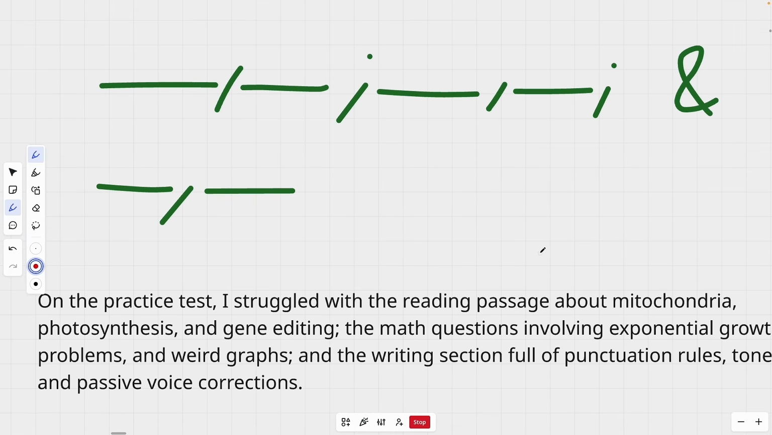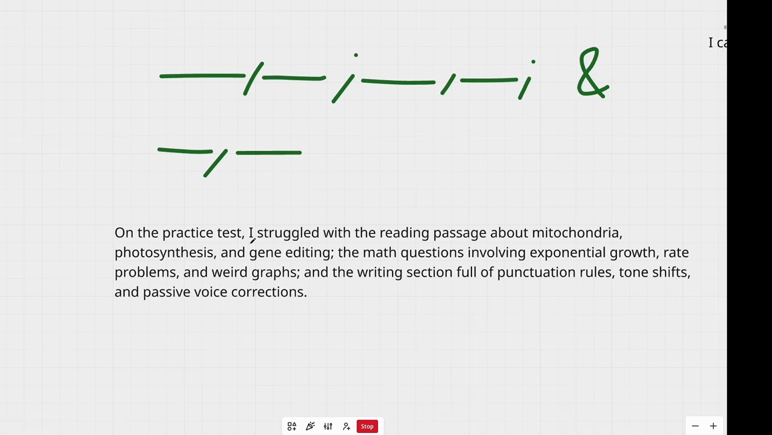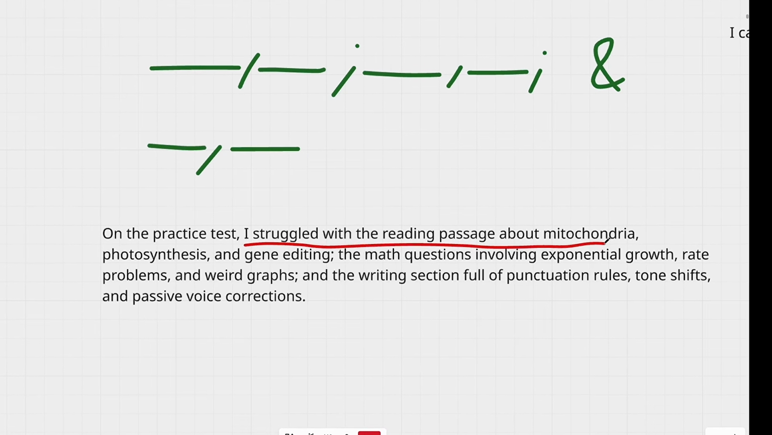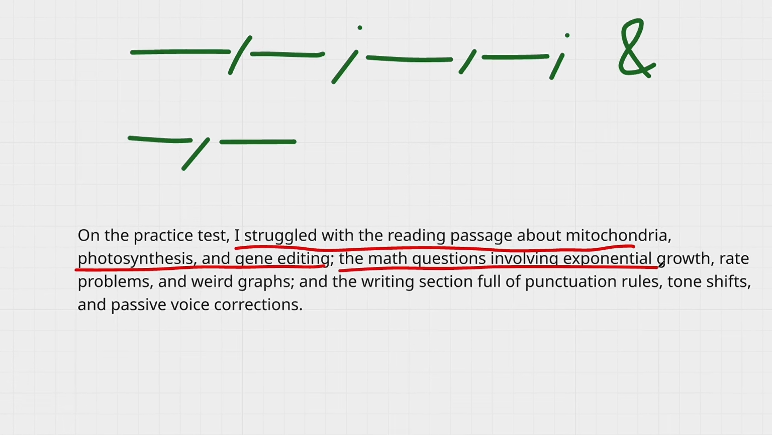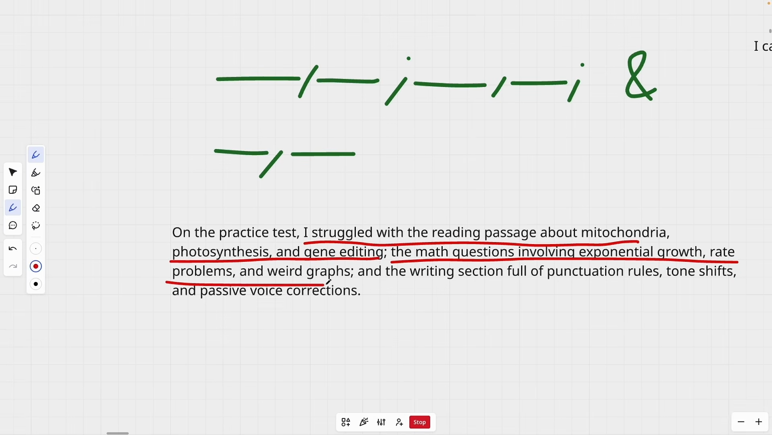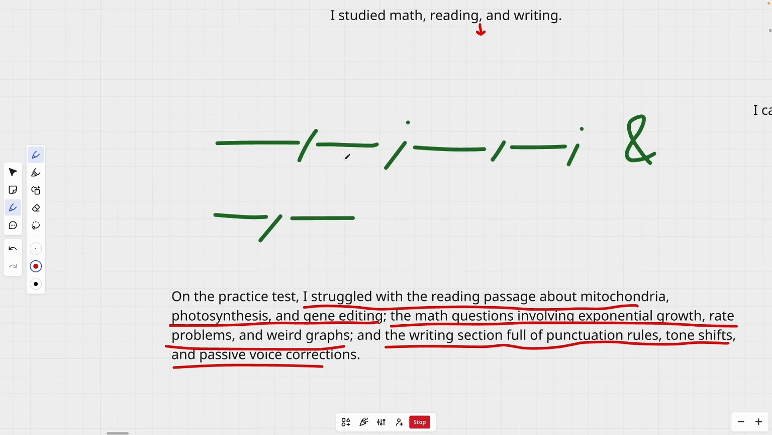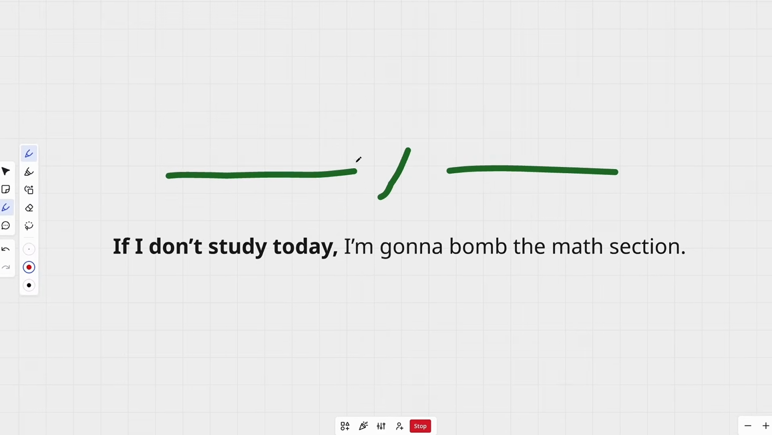You can also have this thing called compound lists. Say you say, I struggled with the passage about mitochondria, photosynthesis, and gene editing; the math questions involving exponential growth, rate problems, and weird graphs; and the writing section full of punctuation rules, tone shifts, and passive voice contractions. There are 3 things in each of those elements of the list, and so instead you have to use semicolons for the main separations and then commas for the mini separations, basically.